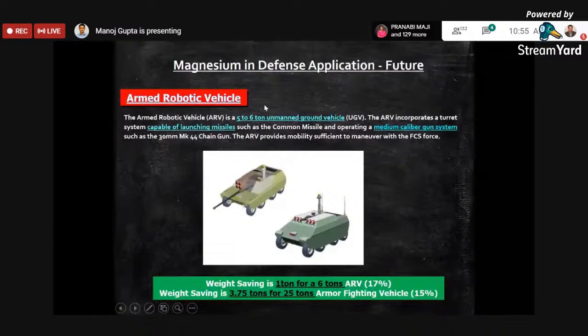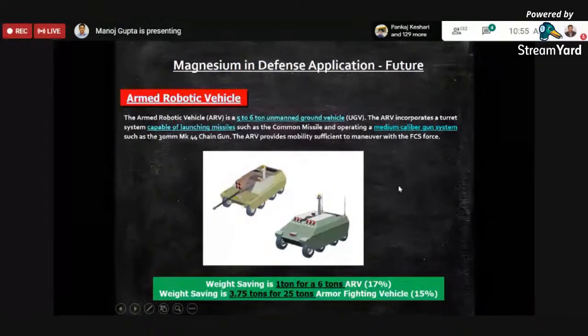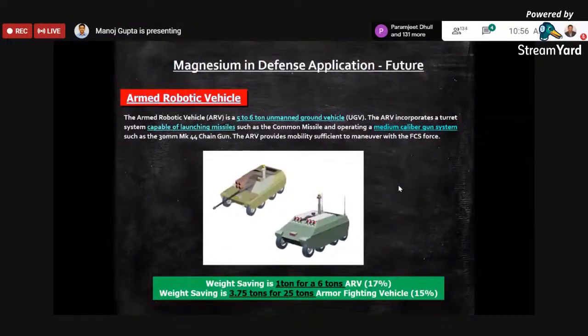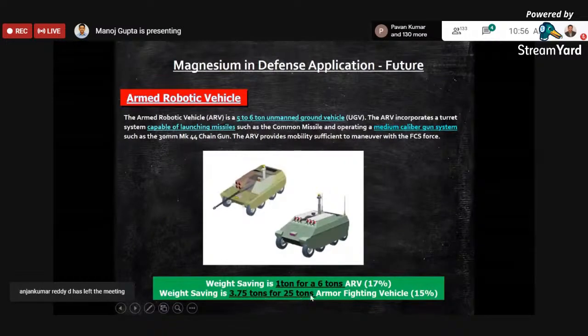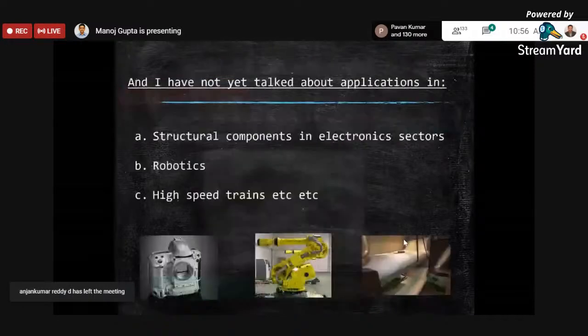Armed robotic vehicle, an initiative taken by the Singapore government, once again to reduce the weight of the armed robotic vehicle, which can carry a medium caliber gun system in the war area. So if you have a lighter vehicle with the same fuel, you can stay in the war zone, you can travel in the war zone much more than a conventional vehicle. And with the calculation made, they said that the weight saving is 1 ton for a 6-ton armed robotic vehicle and about 3.75 tons for 25 tons. So many countries are doing it, including a small country like Singapore.